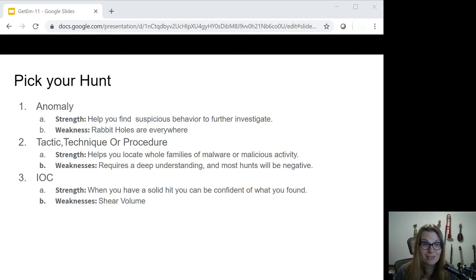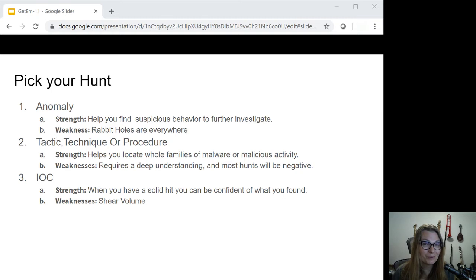Kind of wrapping back to the beginning, pick your hunt. These are three very broad examples of ways to hunt. So let's go over their strengths and weaknesses. Anomalies, right? It can help you find suspicious behavior to further investigate. But there's a lot of rabbit holes and a lot of tuning involved. And be creative with it. There's a lot of ways to find anomalies. If you're good at statistics or interested, there's a lot of statistics out there that can help you weed through some of this and find things. It's very cool.